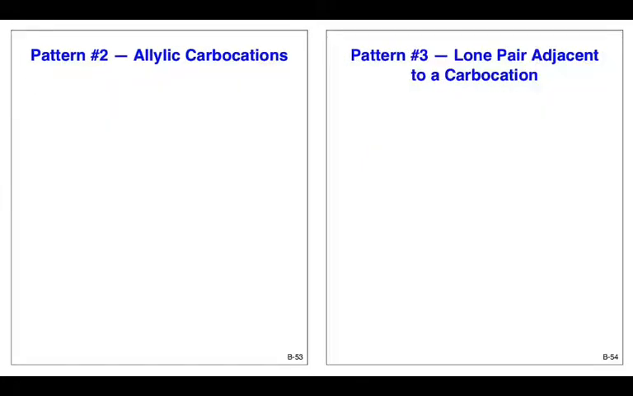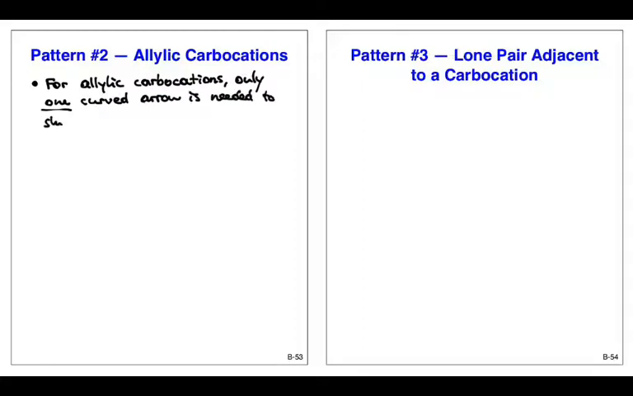Alright, the second pattern is similar to allylic lone pairs. We now have something called allylic carbocations. That's just a carbocation which is next to a double bond. In this case, we only need one curved arrow. And so here's how it works. This is the allyl cation, which we have already seen.